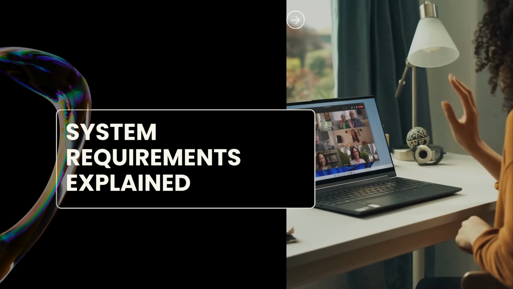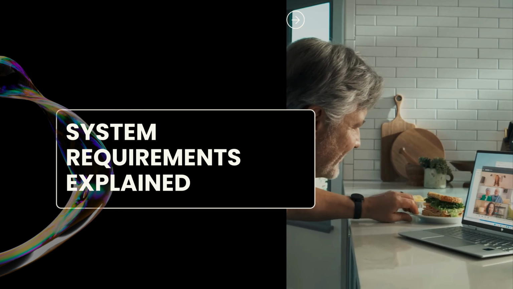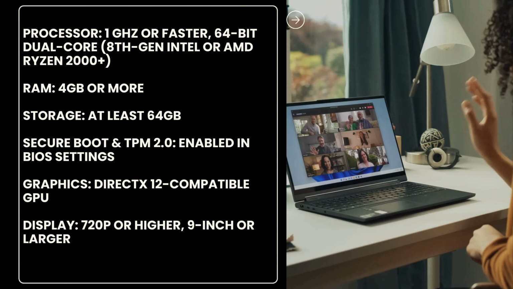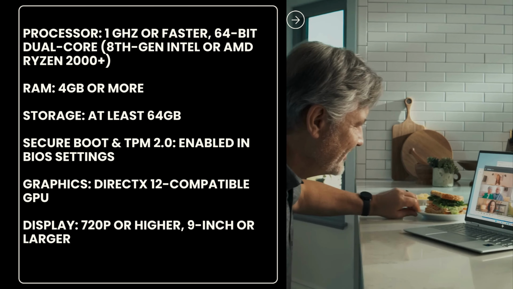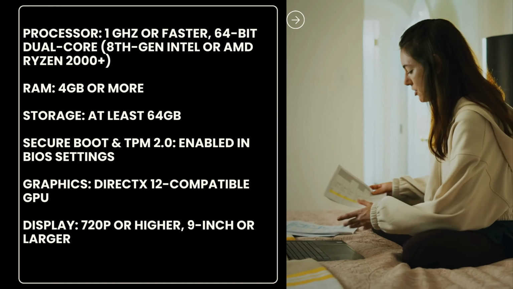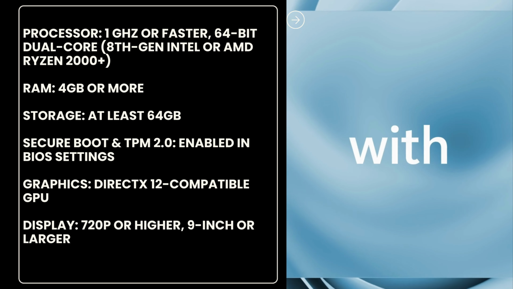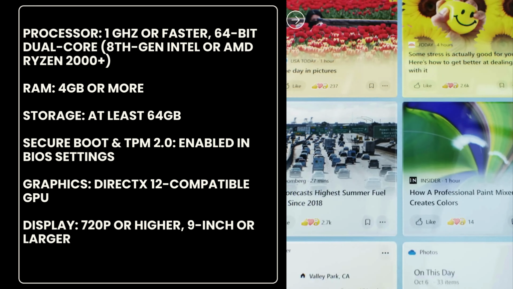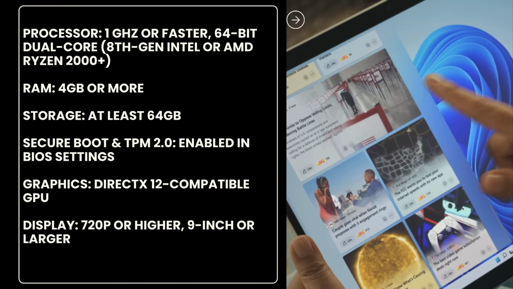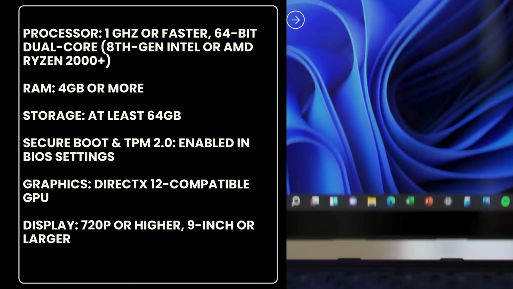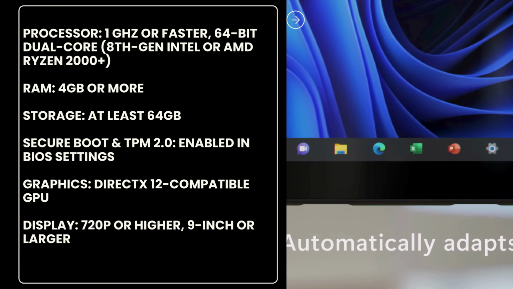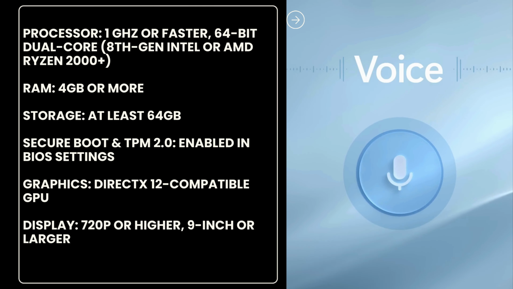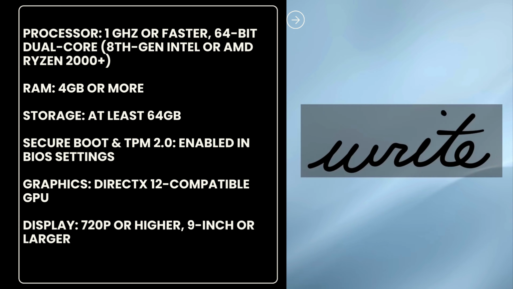Now let's quickly break down the requirements for Windows 11 24H2. Processor: 1 GHz or faster, 64-bit dual-core, 8th Gen Intel or AMD Ryzen 2000+. RAM: 4 GB or more. Storage: at least 64 GB. Secure Boot and TPM 2.0 enabled in BIOS settings. Graphics: DirectX 12 compatible GPU. Display: 720p or higher, 9-inch or larger.